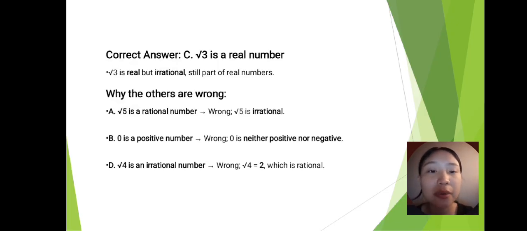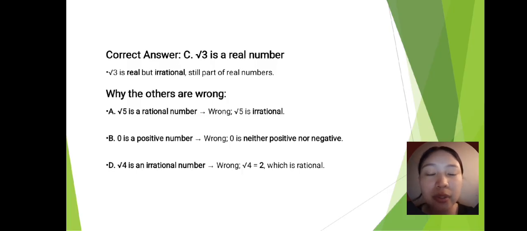Square root of 3 is a real number. Why is that so? Square root of 3 is real but irrational. Still part of real numbers. The same thing with the letter A. Square root of 5 is a rational number. Anong na-wrong mong gihapon siya? Square root of 5 is irrational.